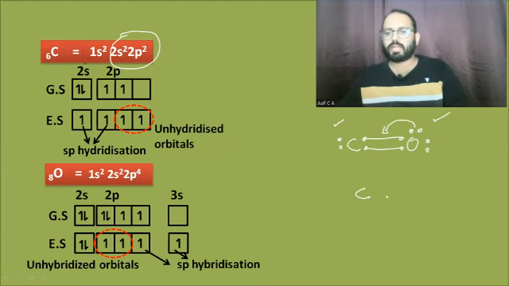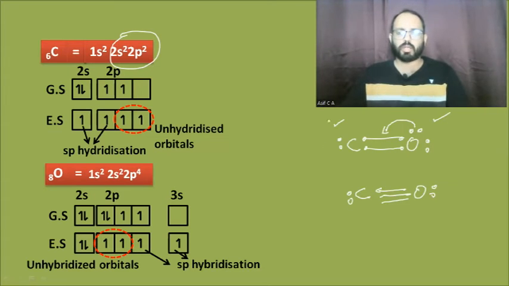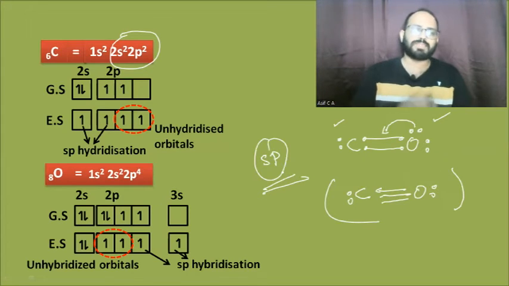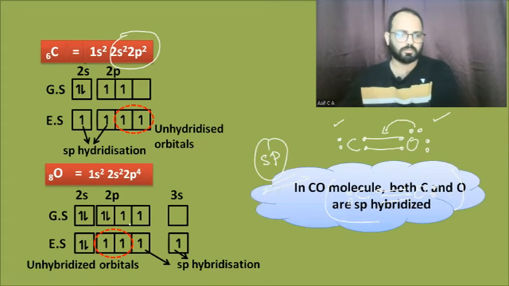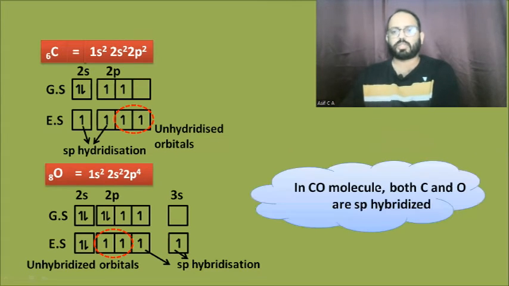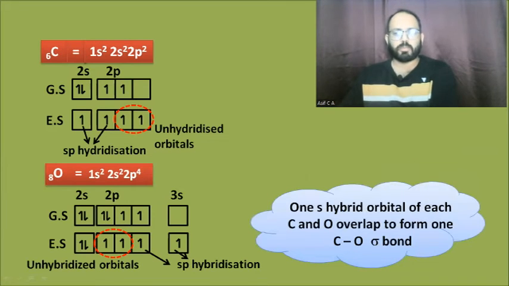So you will be getting the final structure of carbon monoxide like this one. Here, this is a coordinate bond, you can represent it through this arrow. Okay, so this is what you have to remember. Just remember the hybridization of carbon is sp hybridization. So in the CO molecule, both carbon and oxygen are sp hybridized. One sp hybrid orbital of each carbon and oxygen overlap to form one CO sigma bond.